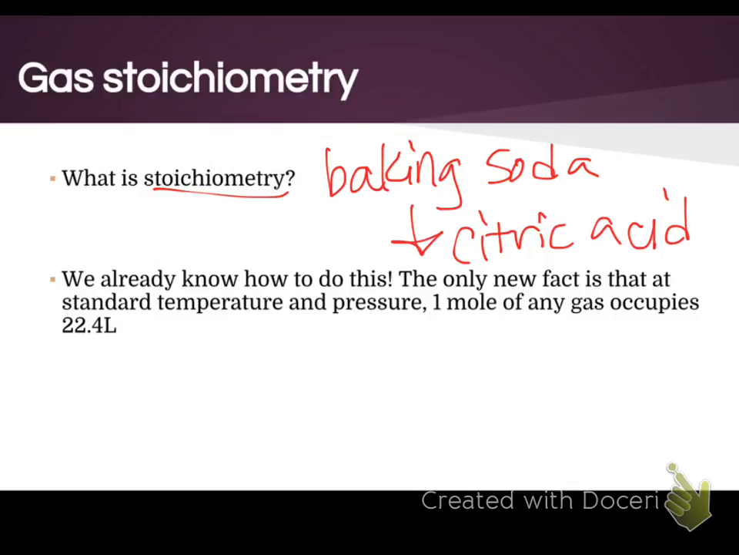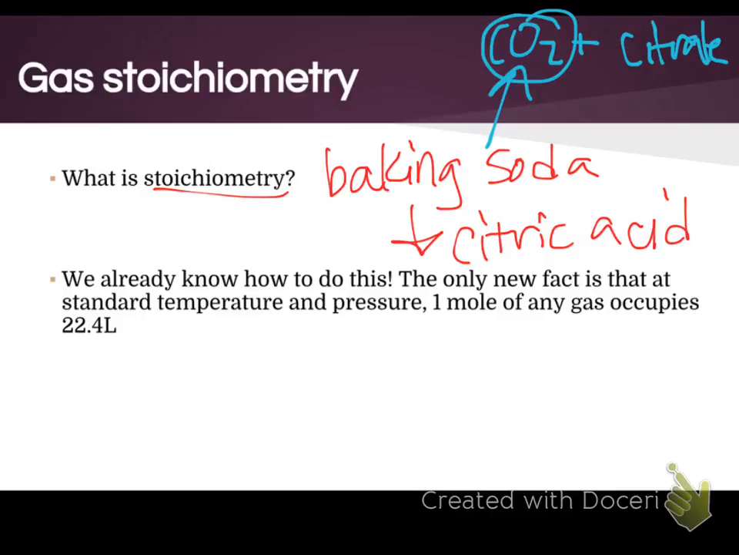So if you have a problem, say where maybe you make some CO2 like we did in lab, right? It made CO2 and sodium citrate. I'm not going to write the whole formula for citrate. But this is the only gas in the entire process. If I know how much baking soda there is, I can calculate the moles of that, and from there, use a balanced chemical reaction to go to moles of CO2, and from there to grams.